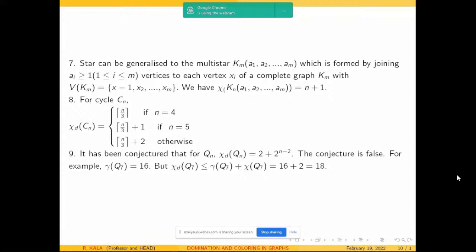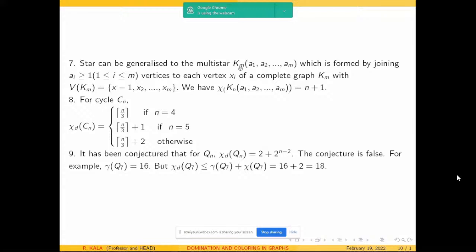Now coming to K3. So I have a K3, and at every vertex of K3, I can have any number of pendants. So in one vertex, I will have A1 pendants. In one vertex, I have A2 pendants, and so on. So you have a number of unicyclic graphs. So it is a multi-star, a generalization of a star.